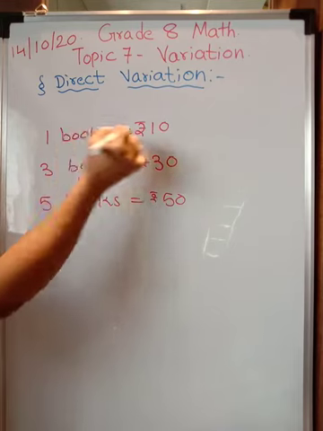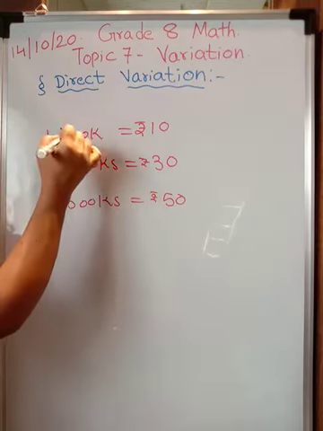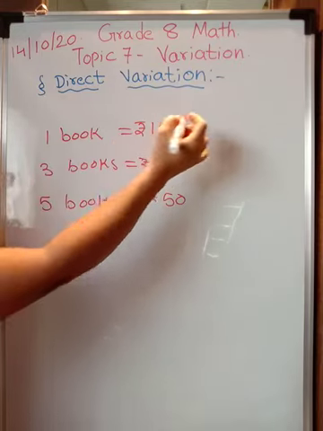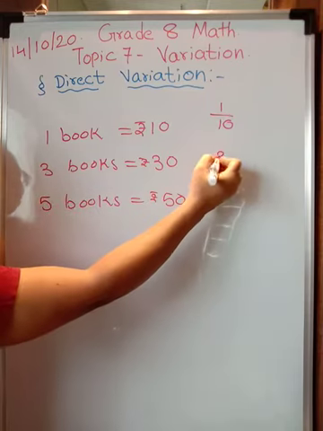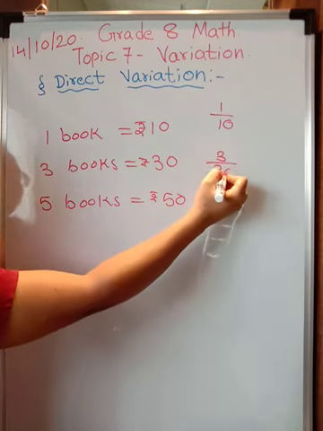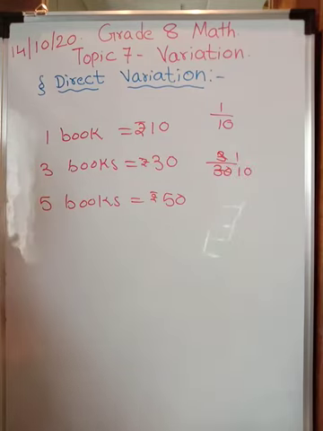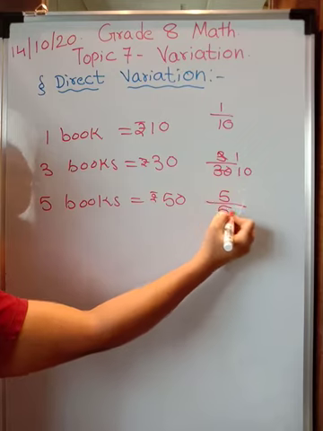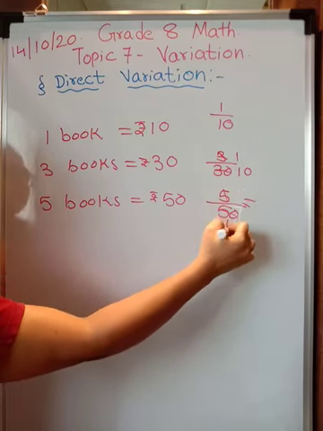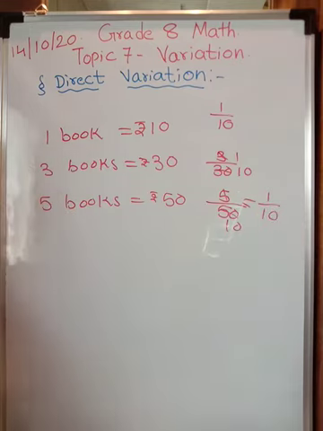Now, if I take the ratio of book to the cost, the first ratio will be 1 upon 10. What will be the second ratio? 3 upon 30. This again becomes 1 upon 10. Are you understanding me? This will be 5 upon 50, which will again be 1 by 10.